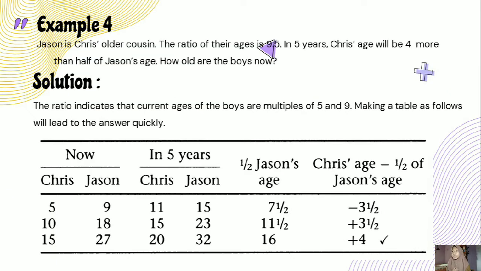Example 4. Jason is Chris's older cousin. The ratio of their ages is 9 divided by 5. In 5 years, Chris's age will be a half of Jason's age plus 4. How old are the boys now? And the solution: the ratio indicates that the current ages of the boys are multiples of 5 and 9, making a table as follows.